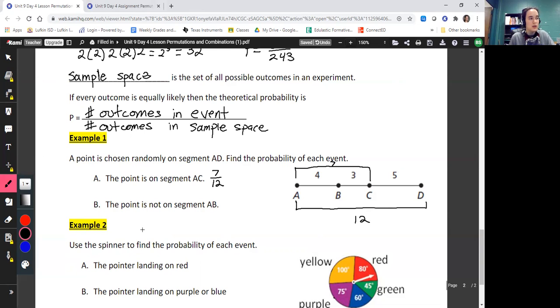Now, sometimes you leave it as a fraction, and you need to make sure you're reducing your fraction. Sometimes you'll see it as a decimal. So 7 twelfths as a decimal is 0.5833, and we'll just round to the hundredths place. We've got 0.58, and sometimes you'll see it as a percent, 58%.